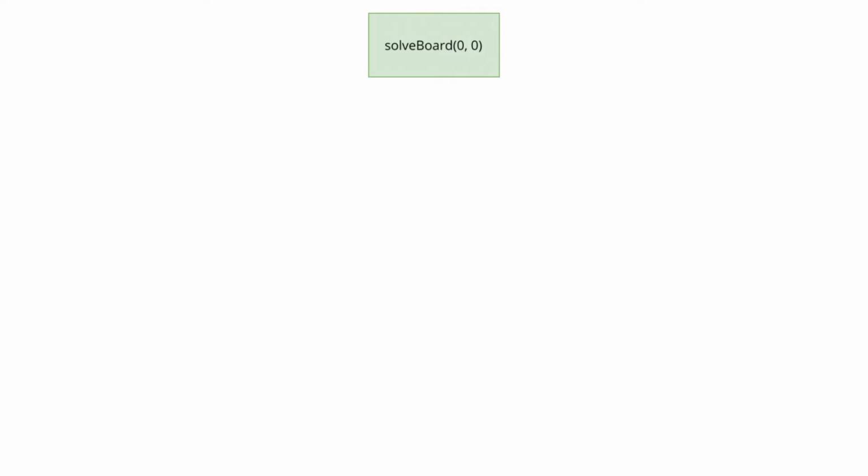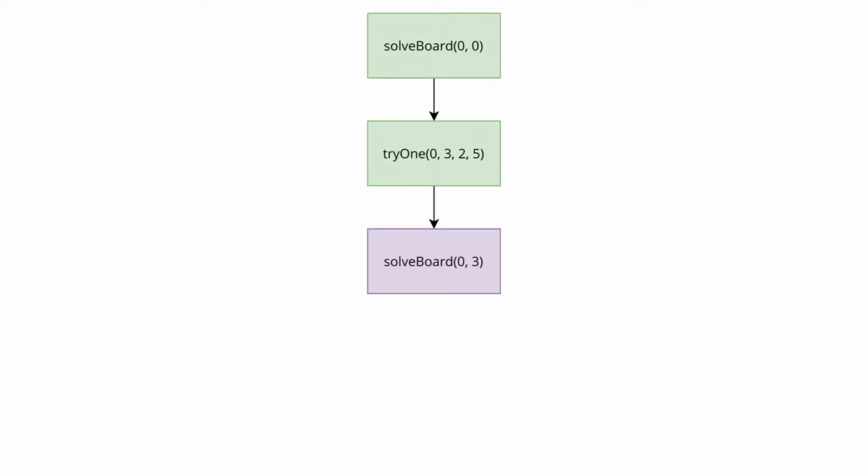Let's say we start from solveBoard 00 and getFirstUnsolved returns, let's say 03. Then we see that the number 5 fits here since 1 to 4 has appeared in the same row, column or sector. It then calls try1 with 0 and 3 and the sector will be 2 and the number will be 5. Try1 sets the value and moves forward, meaning that it calls another solveBoard with 03.